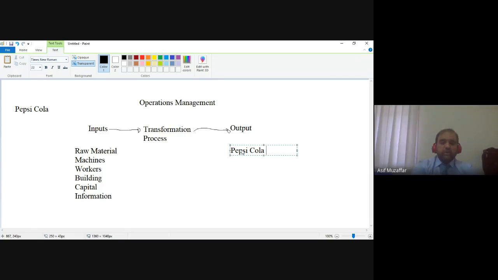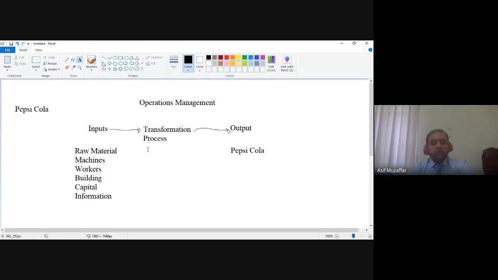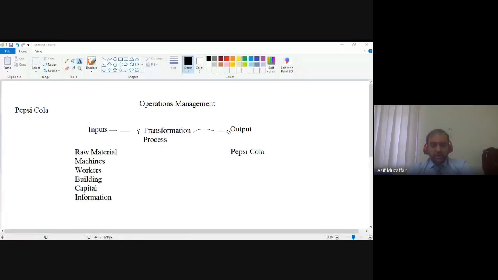Whether these are bottles or cans, it must go through a transformation process. What is the transformation process here? Yeah, liabilities, Mohammed said, very good. But let me think that I will take it as money. You can just write it as capital, as money or finance, the money which you need to start the business.